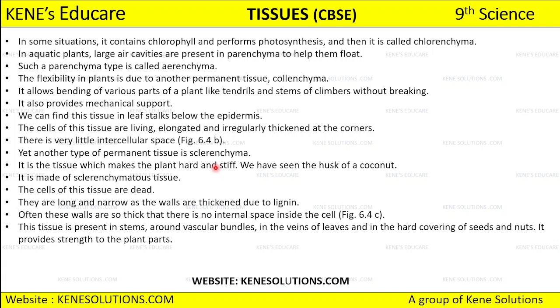Okay, so this tissue which we see, it is present in the stem, it is present around the vascular bundle, in the veins of the leaves, and in the hard covering of the seeds and nuts as well. Okay, so this sclerenchyma is going to provide strength to the plant parts.